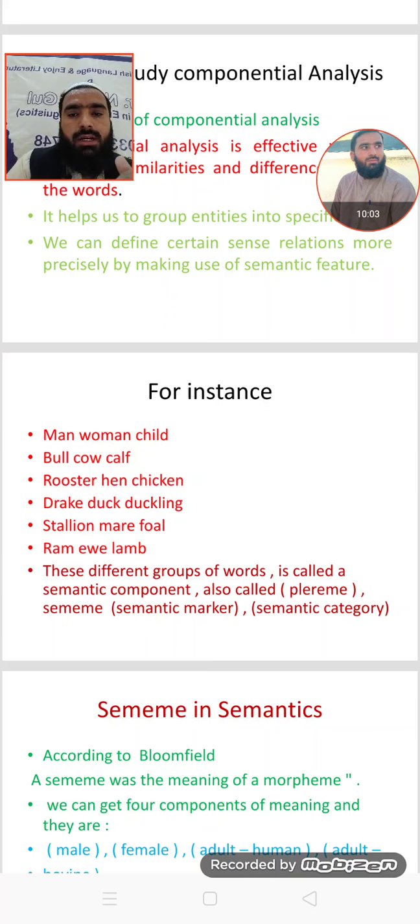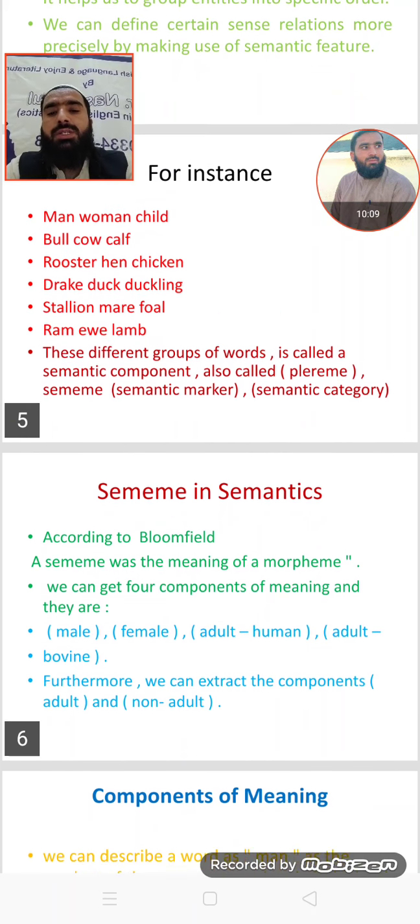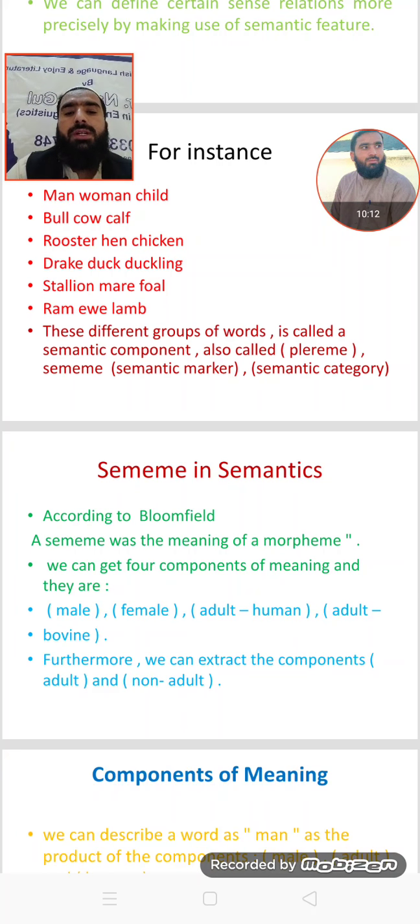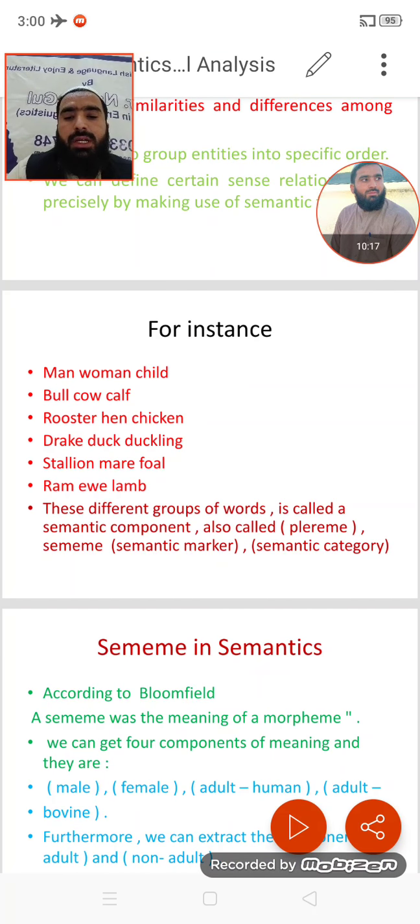This is the way to analyze things, to make analysis of different words. These different groups of words are called semantic components. Like these are different parts of meanings. They are also called semantic markers or pleremes, or semantic categories. So man, woman and child, bull, cow, calf, rooster, hen, chicken, these are different semantic components, semantic markers or semantic categories.